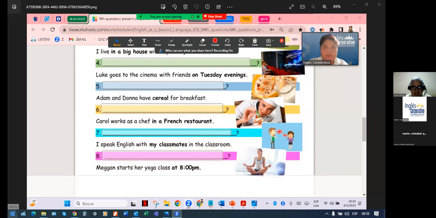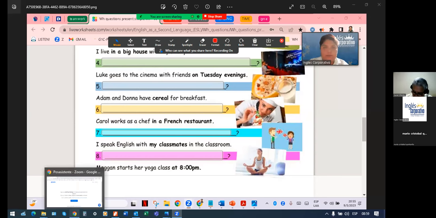Luca, bueno, sería Luca y sus amigos. Luke goes to the cinema with friends on Tuesday evening. Ajá, pero lo vamos a, más que todo, poner, pongámosle a las 3 en punto.